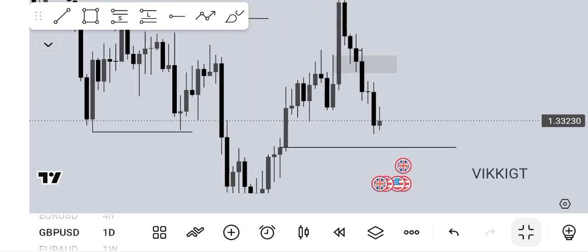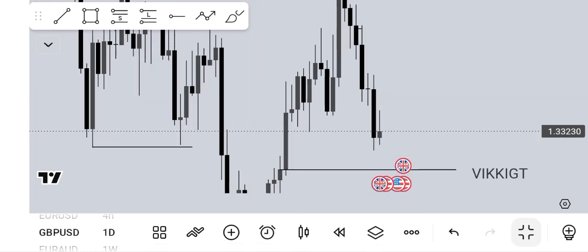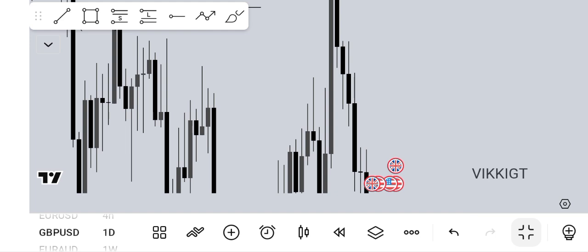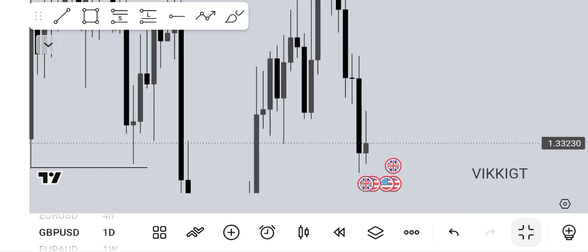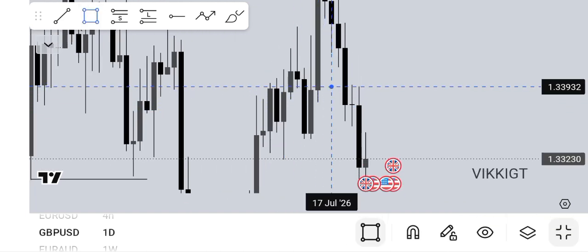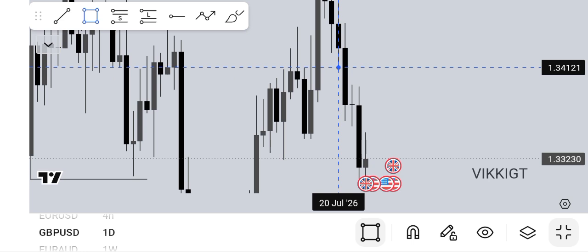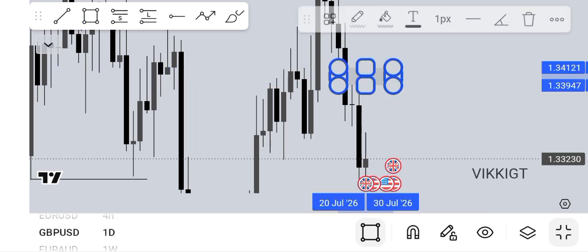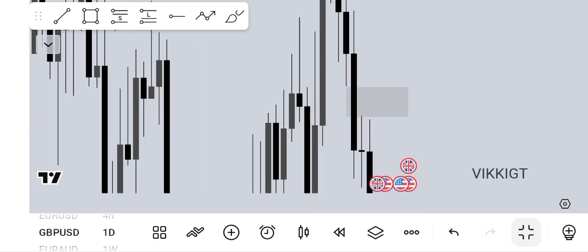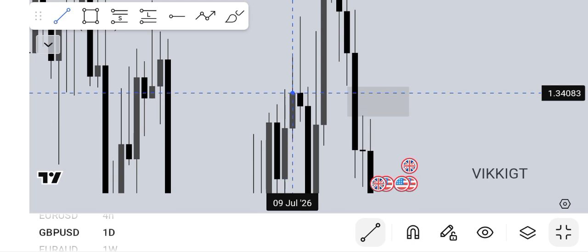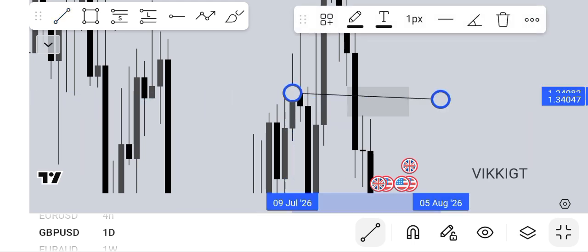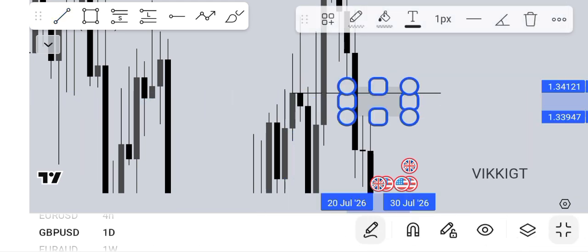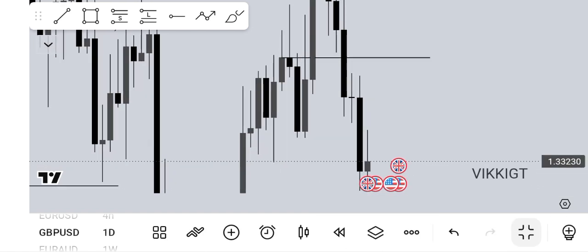So what can we see on the daily time frame? On the daily time frame, we can see this FVG at this point. This is a fair value gap on the daily time frame, and also we have this key level overlapping at the fair value gap, this QM overlapping at the fair value gap. So this is a high probability key level.